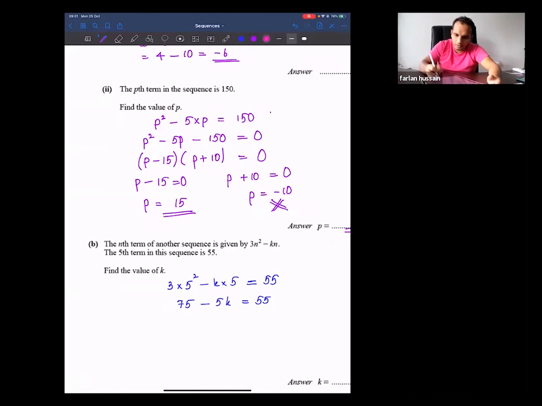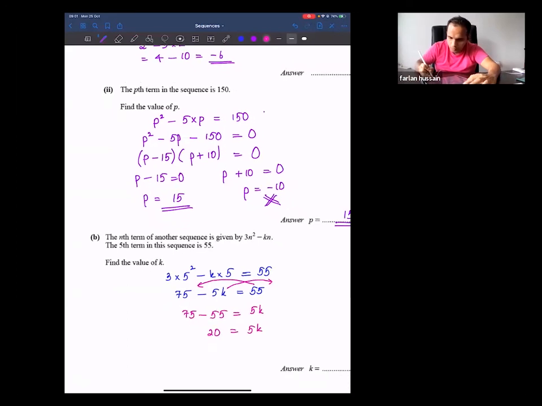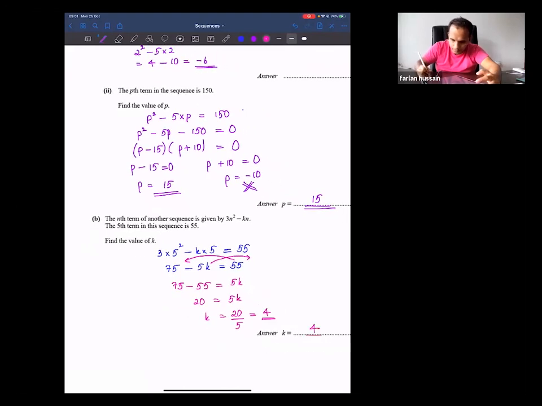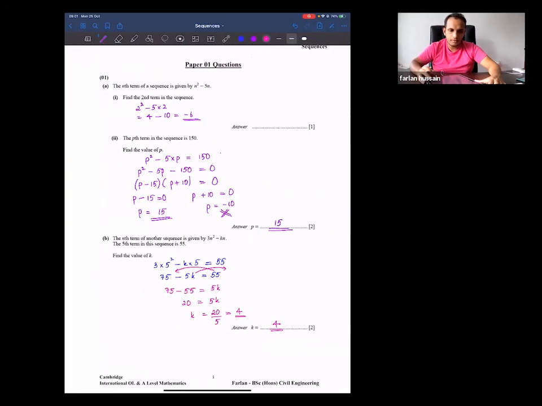A simple linear equation. Bring the 55 to the left. Bring the minus 5k to the right. So it will become 75 minus 55. Minus 5k taken to the other side will become plus 5k. 75 minus 55 is 20. That is equal to 5k. So 5k is 20 means k is equal to 20 divided by 5. That's equal to 4. K equals 4. Right.